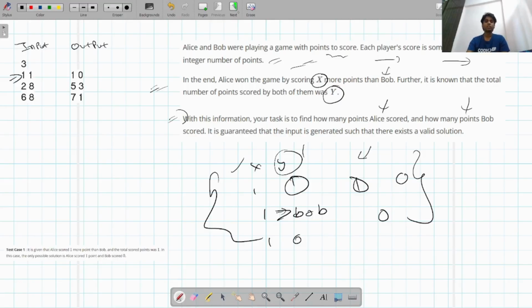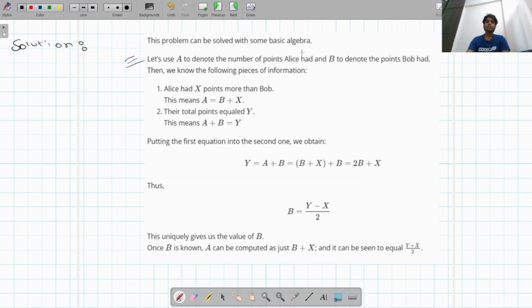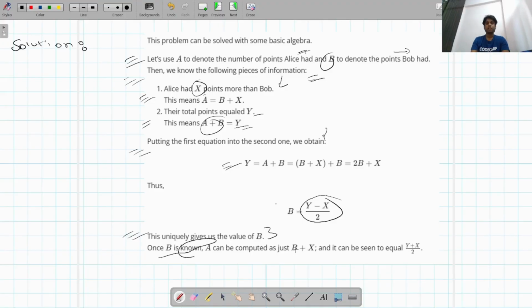Now let's move toward the simple solution. This problem can be solved with some basic algebra. Let's use A to denote the number of points Alice had and B to denote the points Bob had. Then we know the following pieces of information. Alice had X points more than Bob. This means A equals B plus X. Their total points equal Y. This means A plus B equals Y. Putting the first equation into the second one, we obtain B equals (Y minus X) by 2. And this uniquely gives us the value of B. Once B is known, A can be computed as B plus X, and it can be seen as (Y plus X) by 2. Simple solution, guys.